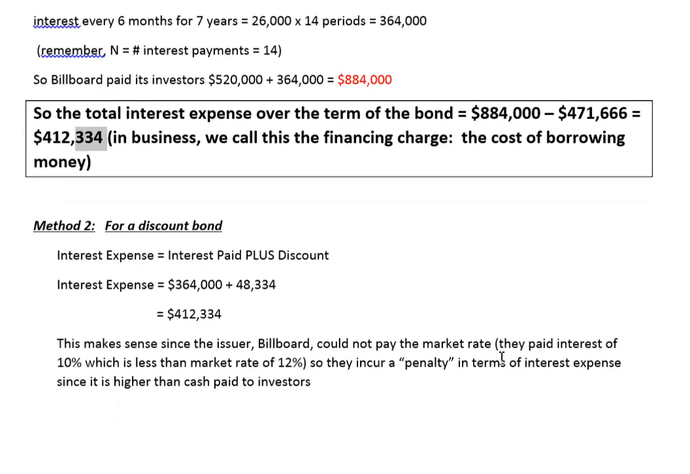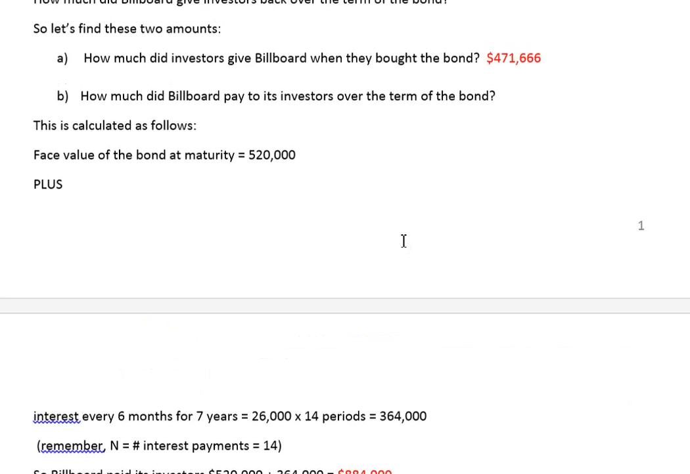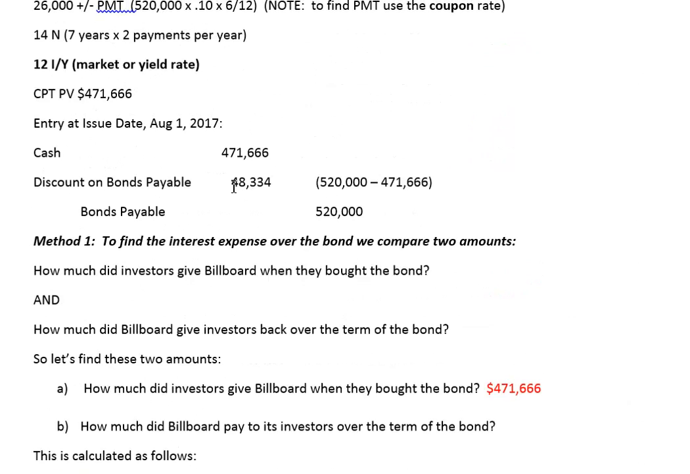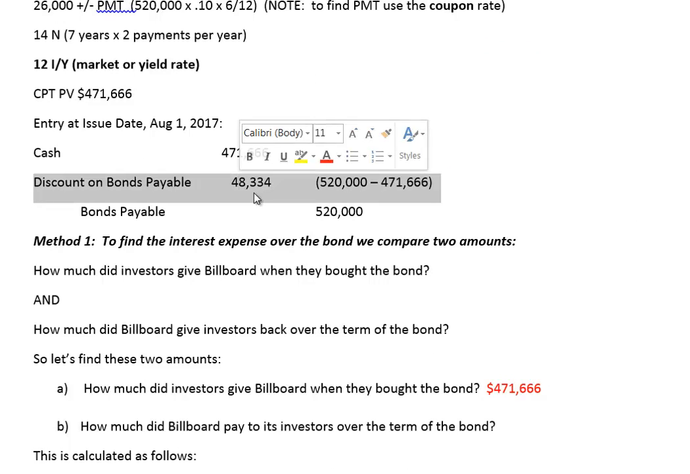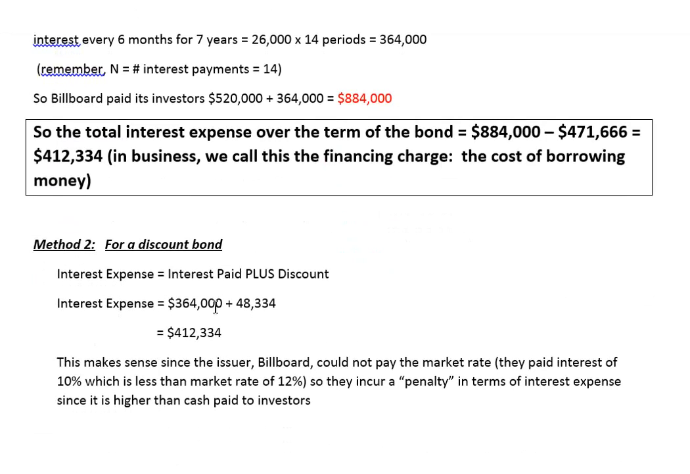Another way you could do this, and again, don't forget, we're only focusing on discount bonds here. The other way you could think of this for a discount bond is just a little formula. Interest expense over the life of the bond is interest paid plus our discount. Don't forget, at the date we set up our bond, we had a discount of $48,334. So that means our interest expense is equal to $364,000, which is the interest paid, plus the discount at the issue date. That would also be $412,334. So we get the same number in method 1 as we do in method 2.